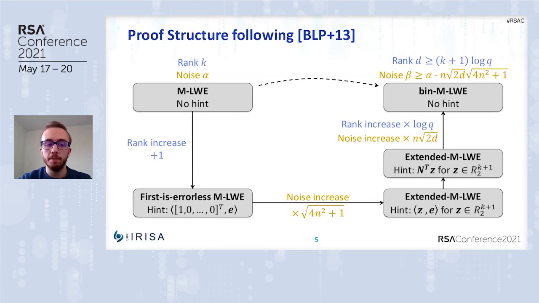binary vector Z. We then go to a matrix version of the same problem. So we have a secret matrix and an error matrix, N, but the rest is exactly the same. And finally, we reduce to MLWE with binary secrets. So in the remaining time of the presentation, I want to focus on two steps here. The first one being the reduction from first-is-errorless to extended MLWE.